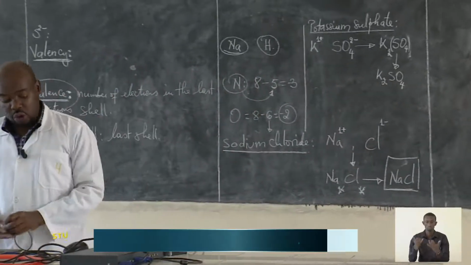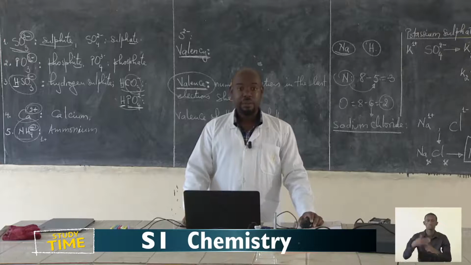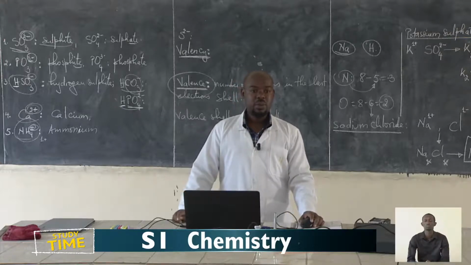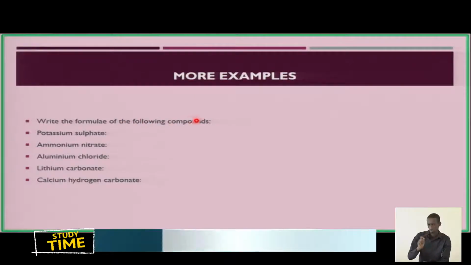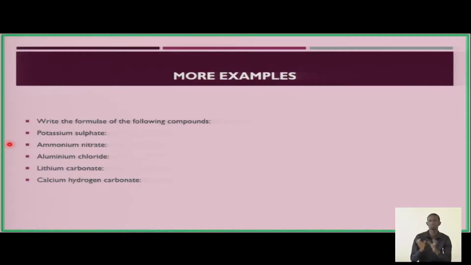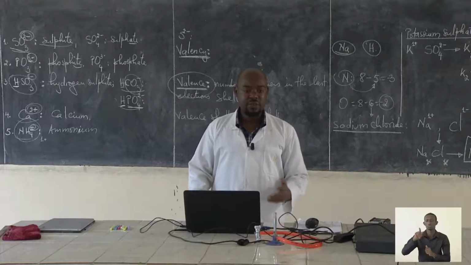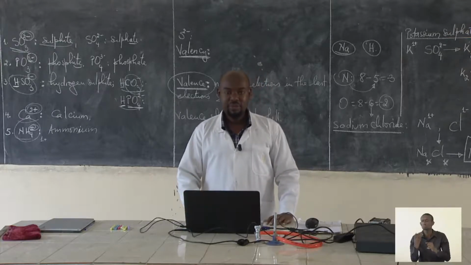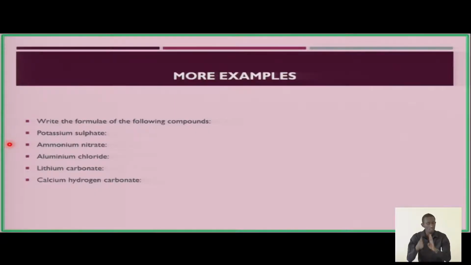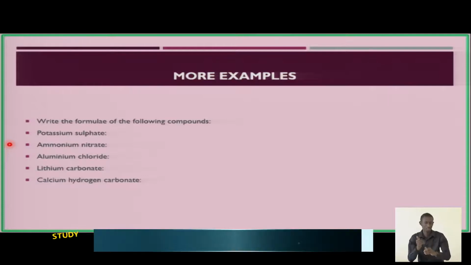Now, let's go to more examples. Write the formula of the following compounds. Potassium sulfate. You are so lucky. I've done it for you. Potassium sulfate, the first one. Now you try the second, the third, fourth, and fifth. Hurry up, hurry up. Time is running too fast.